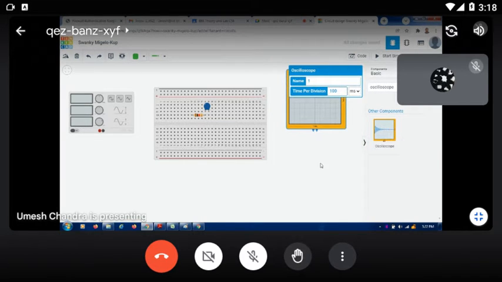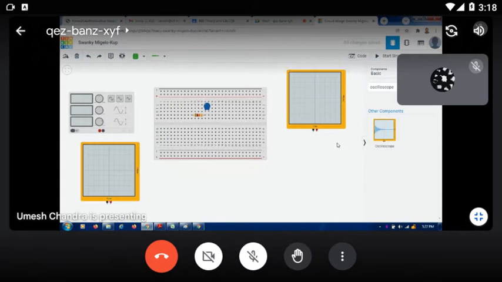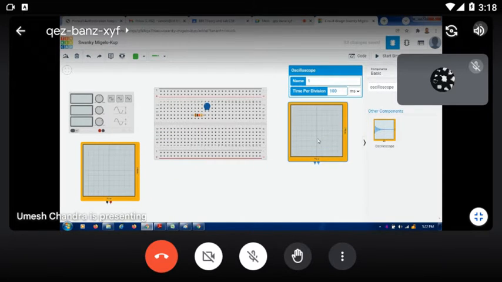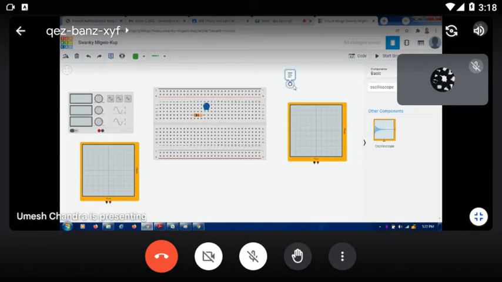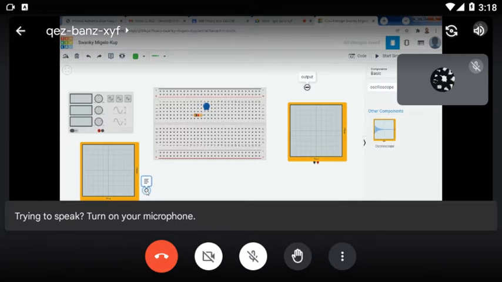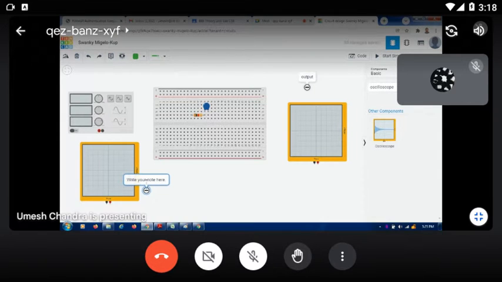Then you take another oscilloscope, and now just naming. This oscilloscope is output, you write output. And this oscilloscope is input, the input signal. And this is the function generator.